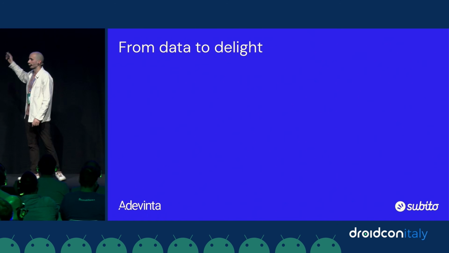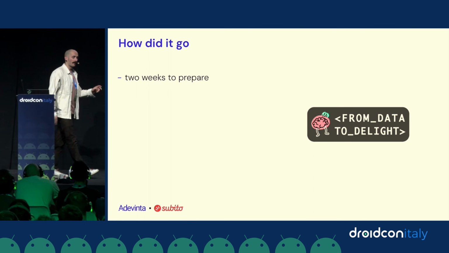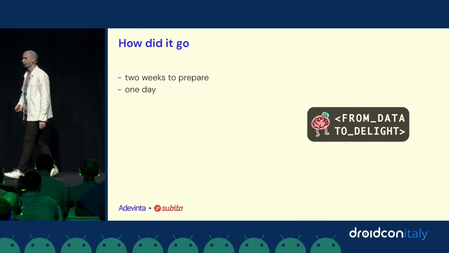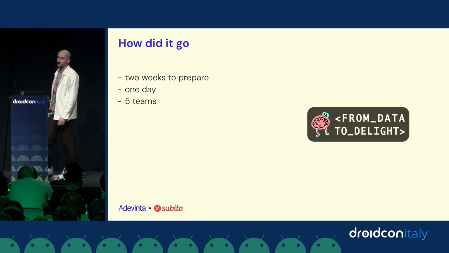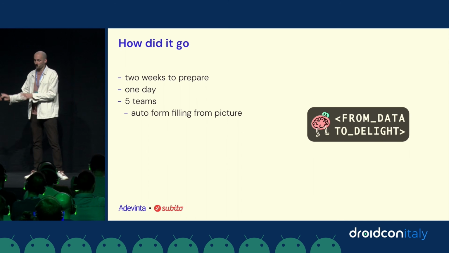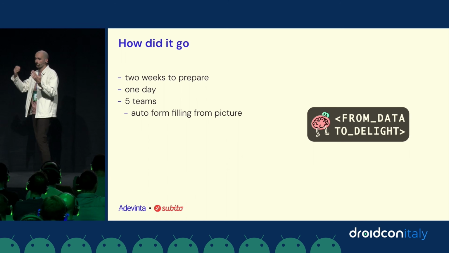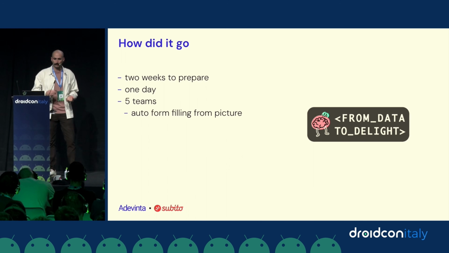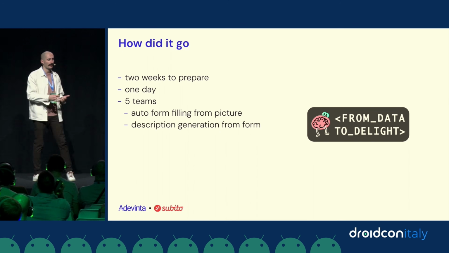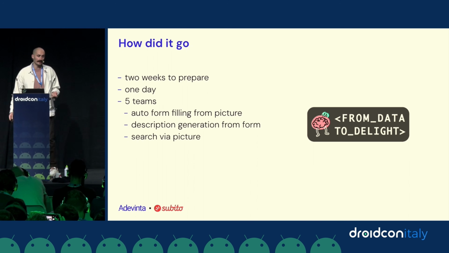It was called From Data to the Light. How did it go? Well, teams had 2 weeks to prepare. It lasted only 1 day. We had 5 amazing teams. One was from a picture: a user would take a picture of the object they wanted to sell, and it would automatically compile the form to publish the object. Another, which was similar but different, from the form, it would generate a nice description to make it more appealing for the buyers.